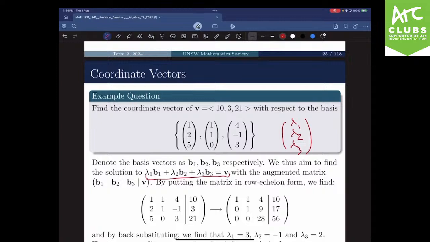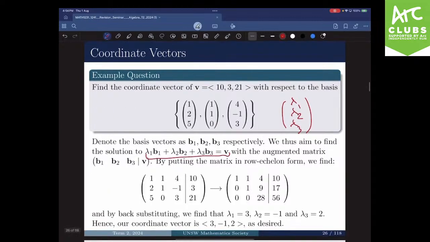So if we want to solve this, we make an augmented matrix with these vectors, and then we put it in row echelon form. And we get to this here after putting it in Maple. And from there, we can just back substitute, and we find that lambda 1 is 3, lambda 2 is -1, and lambda 3 is 2. And from there, we get our desired coordinate vector, which is (3, -1, 2). So that makes sense?